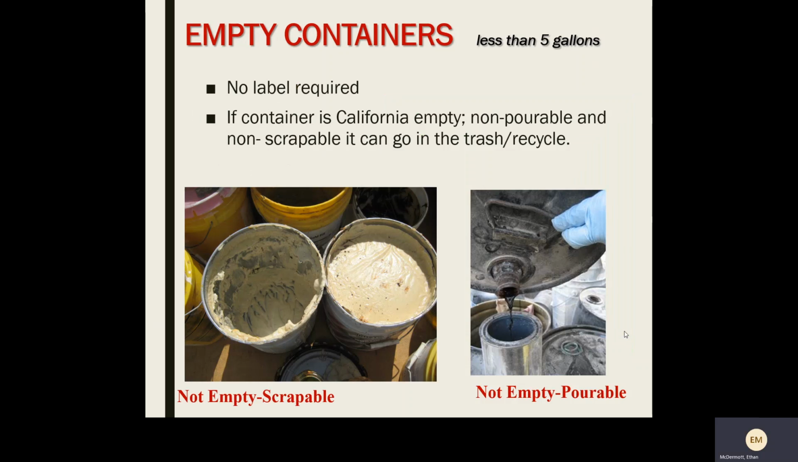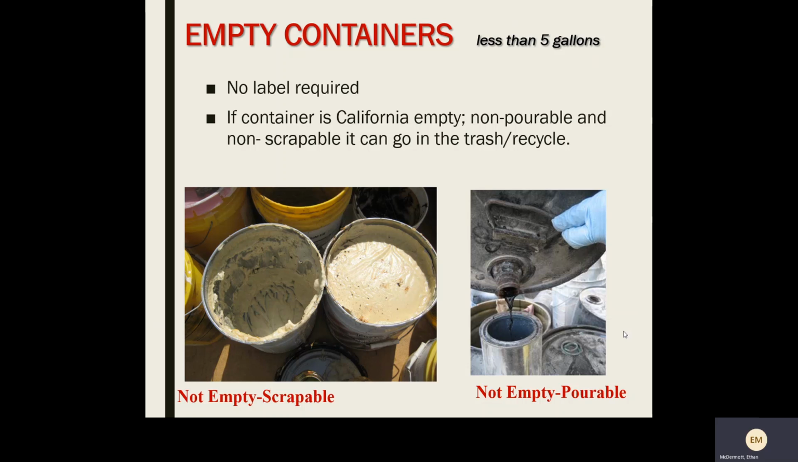As I mentioned in the previous slide, the definition of an empty container in California hazardous waste regulations is a container that does not have any pourable or scrapable material remaining. Here, you can see an example of two non-empty containers. In the container on the left, there's still some material that could be scraped out. And for the container on the right, you can see that there is still some pourable liquid inside of that container.